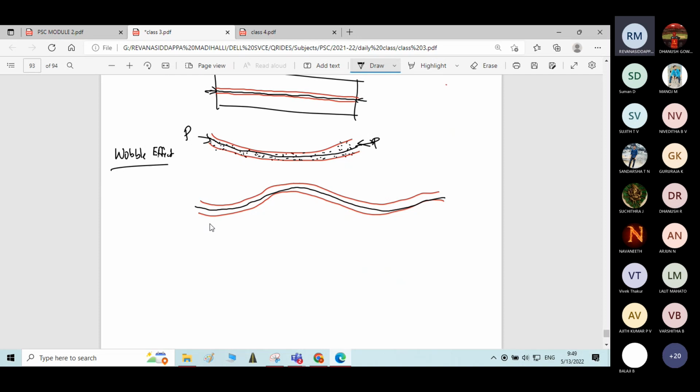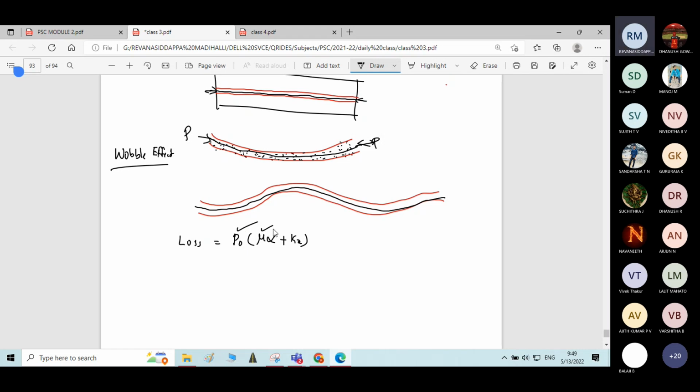The loss of pre-stress due to friction is calculated as P naught into mu alpha plus Kx. Using this formula, we will calculate the loss of pre-stress due to friction, where P naught is the initial pre-stress, and mu is the coefficient of friction.